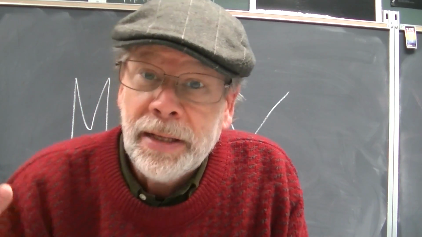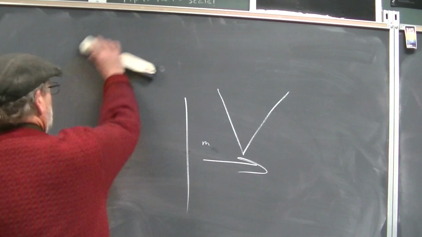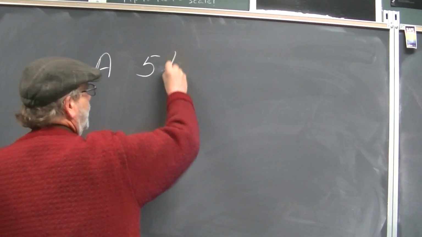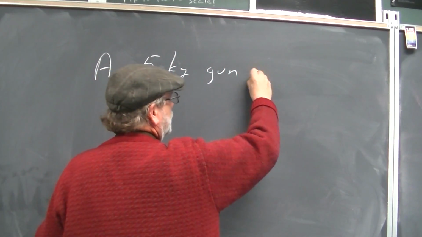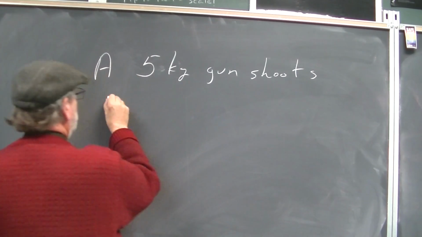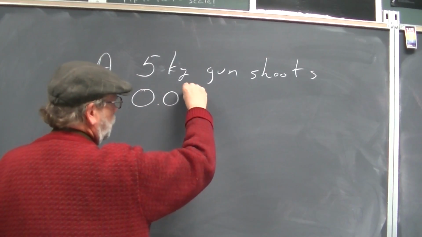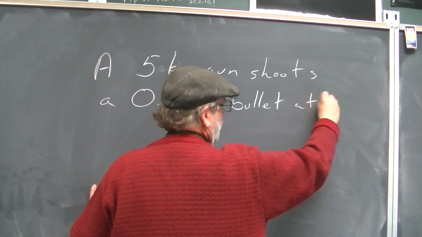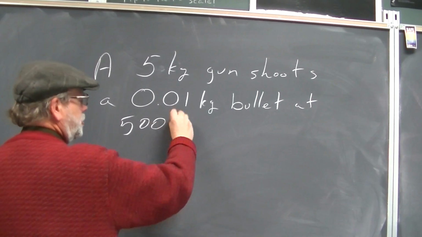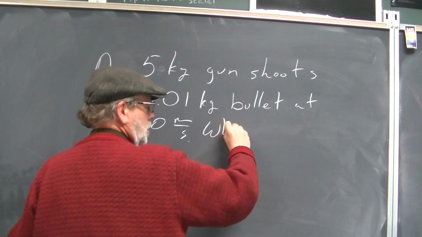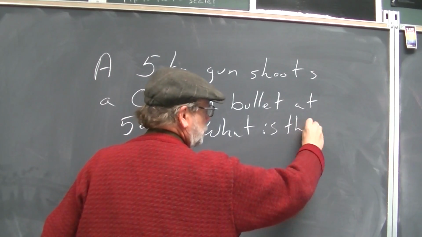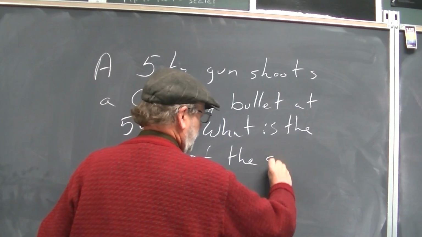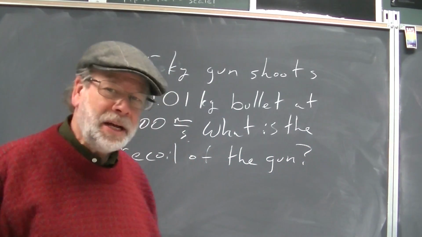Let's do one, shall we? Let's make up a quick problem. A 5 kilogram gun shoots a 0.01 kilogram bullet at 500 meters per second. What is the recoil of the gun? Now, this is such a simple thing.